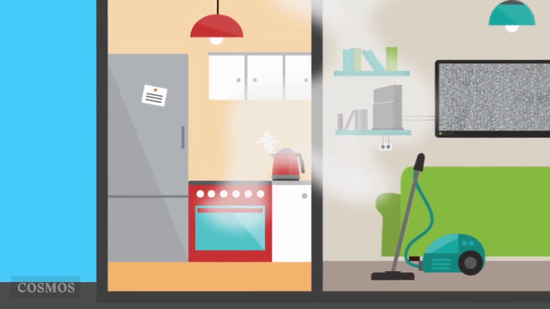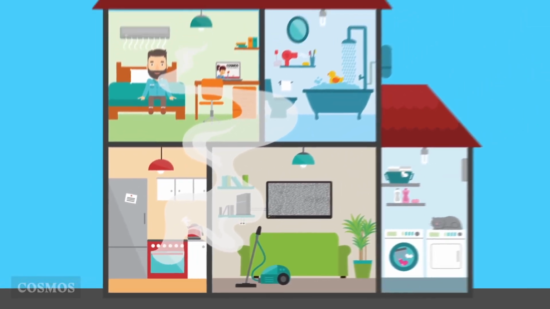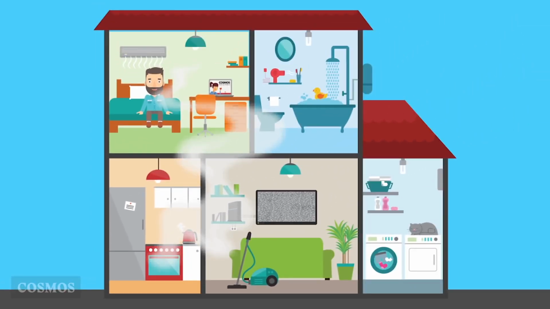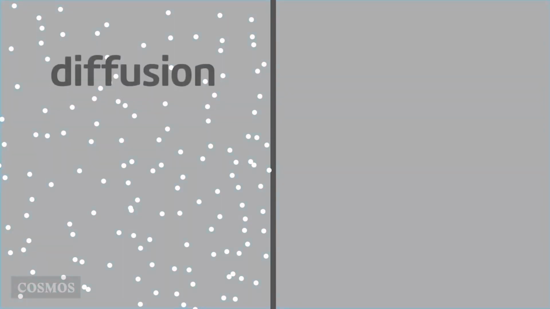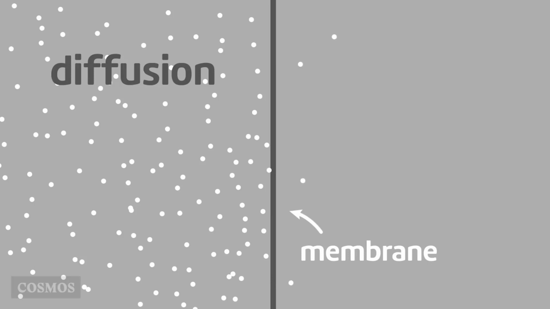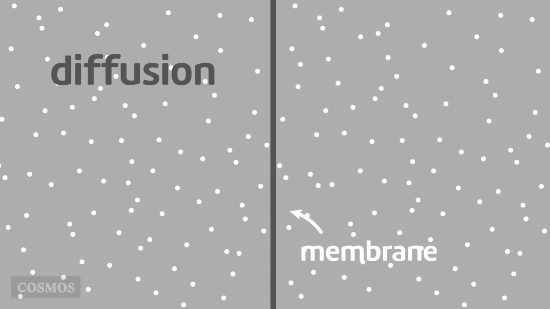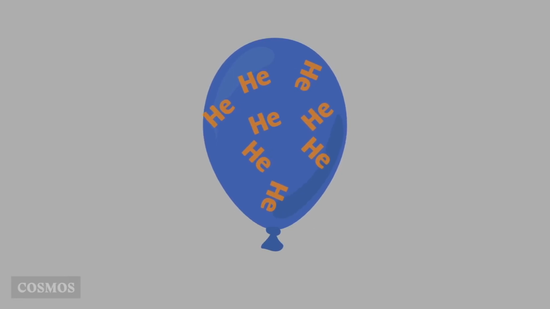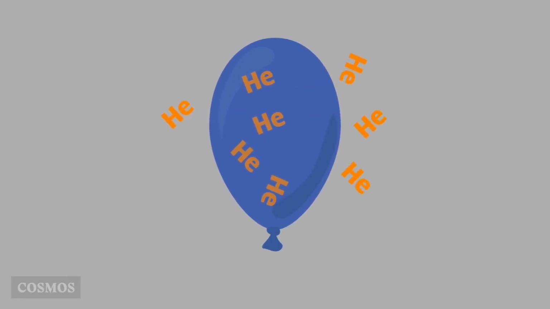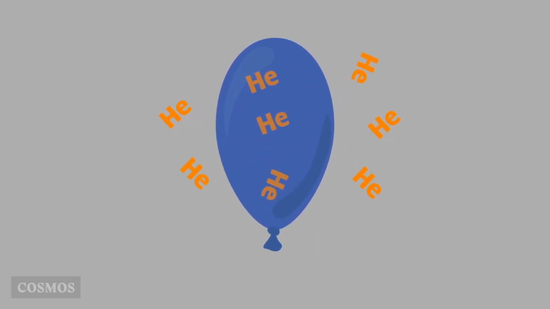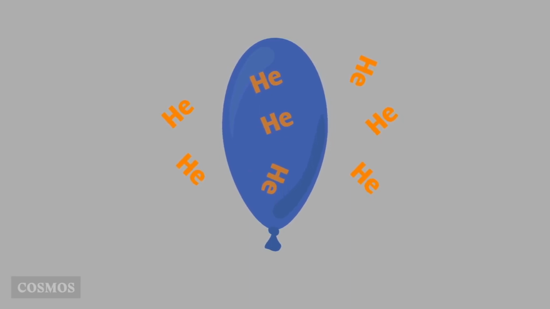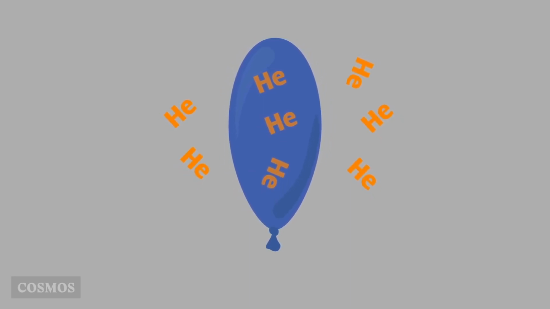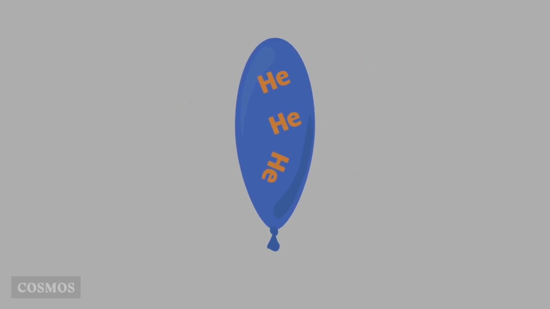Think of how the smell of baking biscuits spreads out from the oven right through the house. Diffusion can even take place through a membrane if the particles are small enough to get through it. For example, a helium balloon that's been left for a couple of days gets smaller and softer because the helium has slowly diffused through the skin of the balloon into the surrounding air.